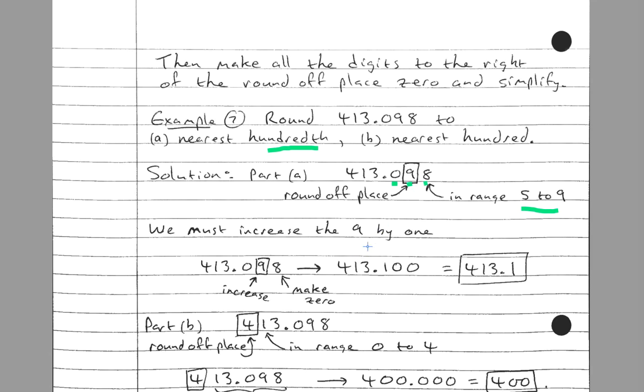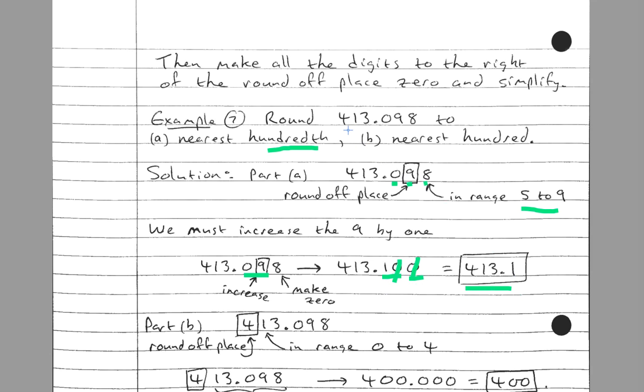Yeah, this is slightly awkward. The 9 plus 1 is 10. So the 9 turns into a 0, and the 0 turns into a 1. So 0, 9 becomes 1, 0. Maybe a bad example, but we're increasing, so going up. And then the 8 turns into a 0. Okay, so we get this, and then simplify it. These are now insignificant. They're to the right of the fraction part. So we get this answer.